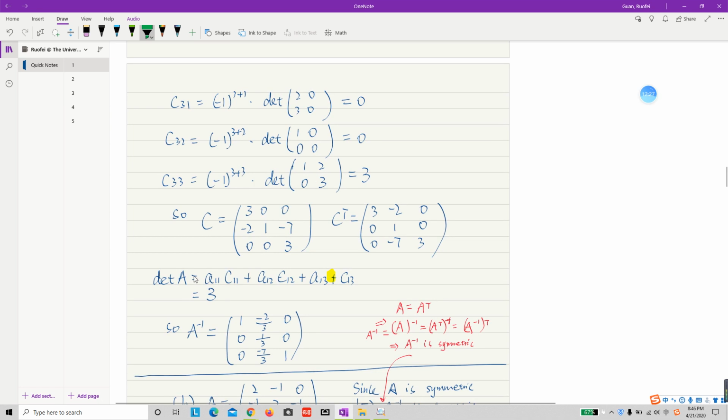And for the determinant of A, you can use this formula: A11 times its cofactor plus A12 times its cofactor plus A13 times its cofactor C13, which equals 3. So A inverse is 1 over 3 times this matrix C transpose. So it is 1 0 0, minus 2 over 3, 1 over 3, minus 7 over 3, 0 0 1.